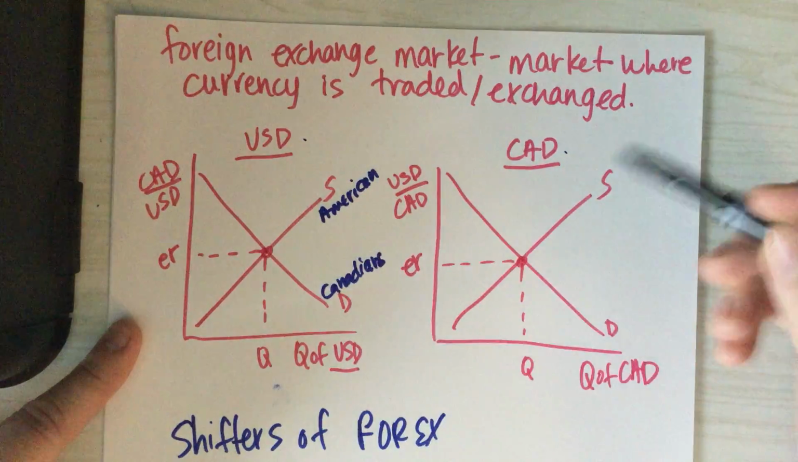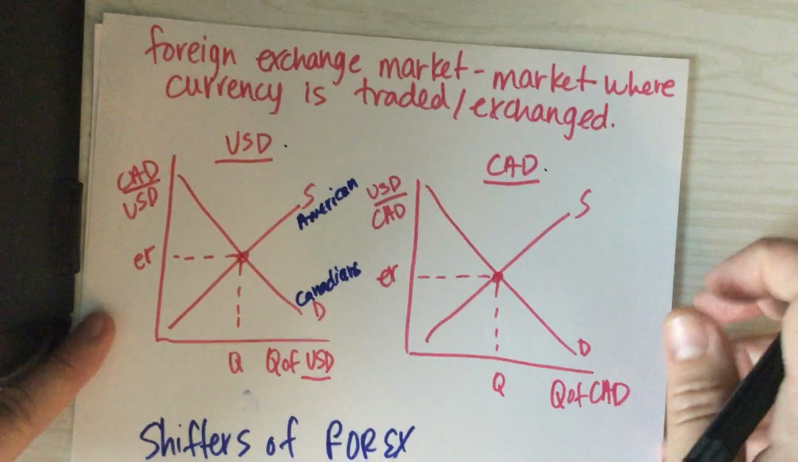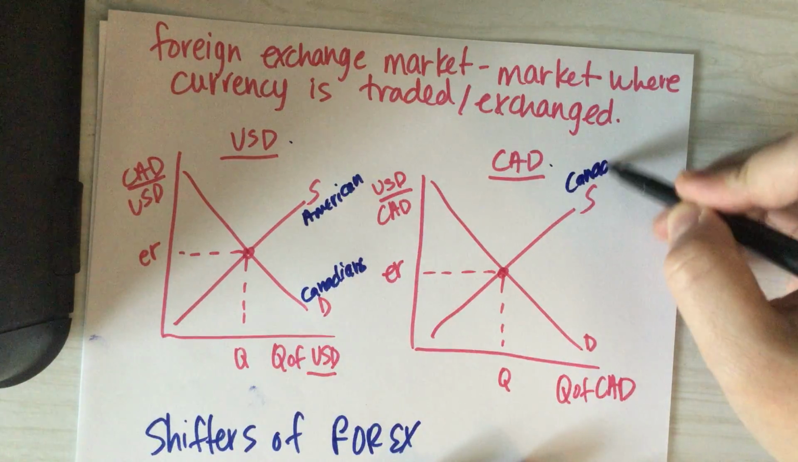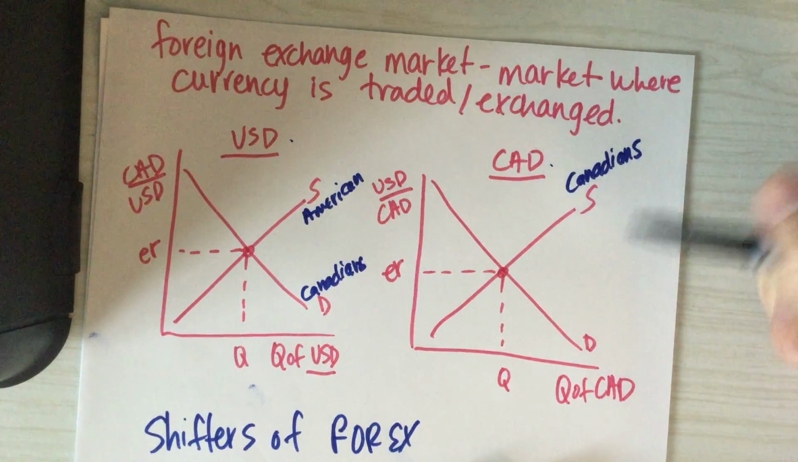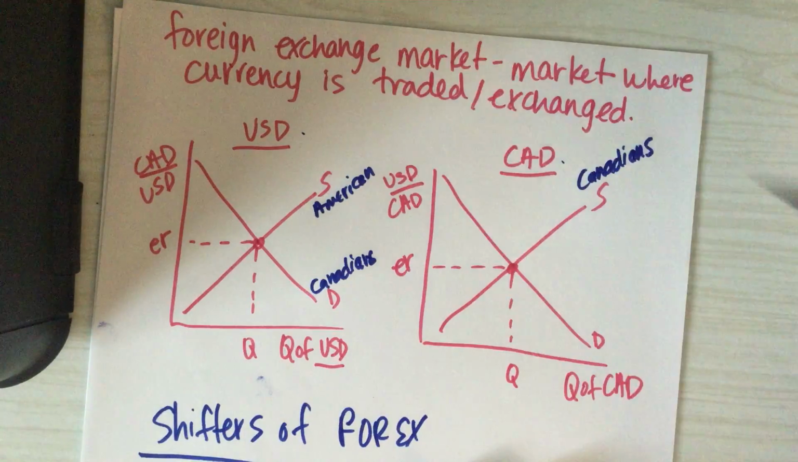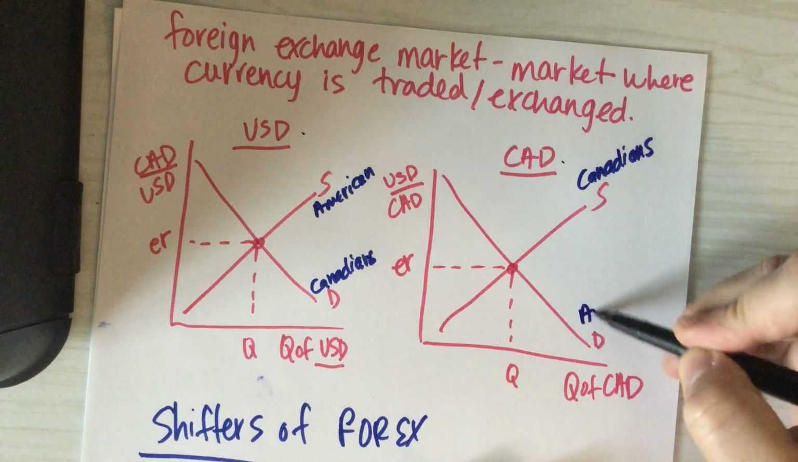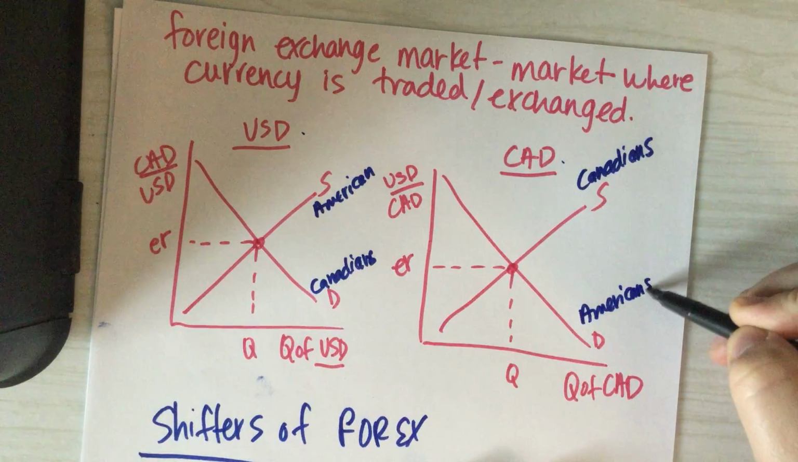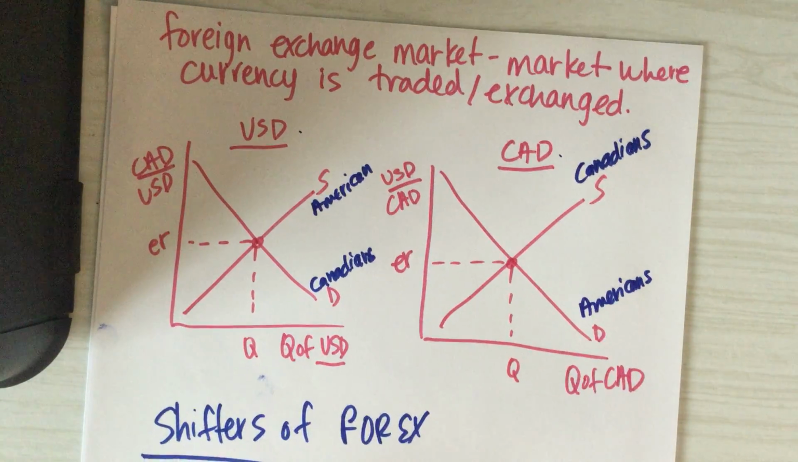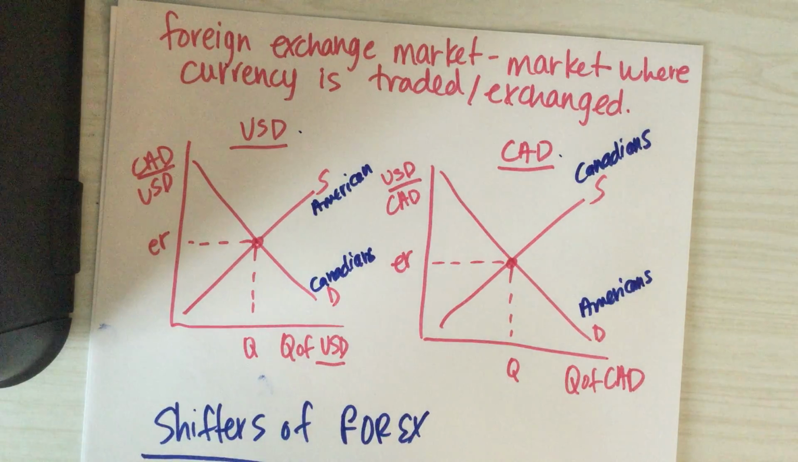When it comes to the Canadian dollar, the supply of Canadian dollars comes from Canadians, because they are the ones giving their Canadian dollars in exchange for, in this case, US dollars. And the demand of the Canadian dollar would be Americans. So let's say, for example, that there's a question that states, what would happen to the demand of Canadian dollars if Americans were touring Canada, or were going to visit Canada more often.